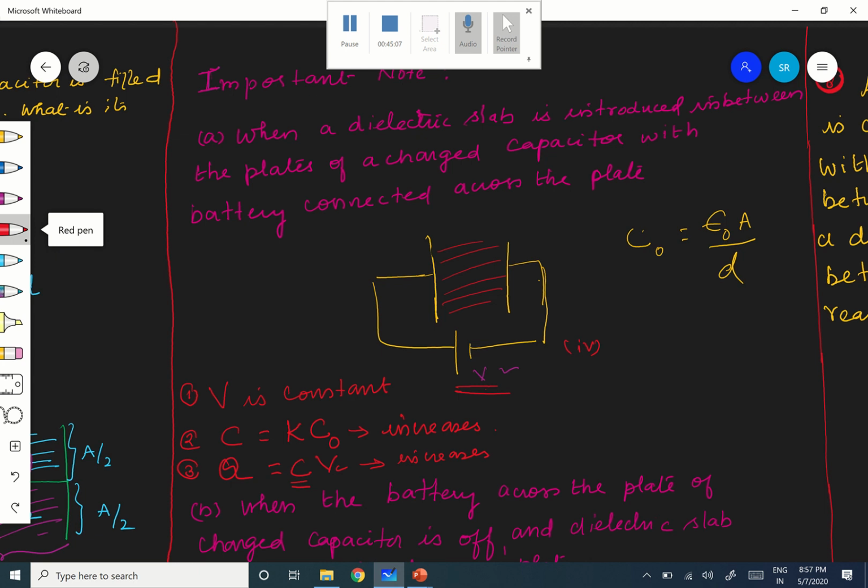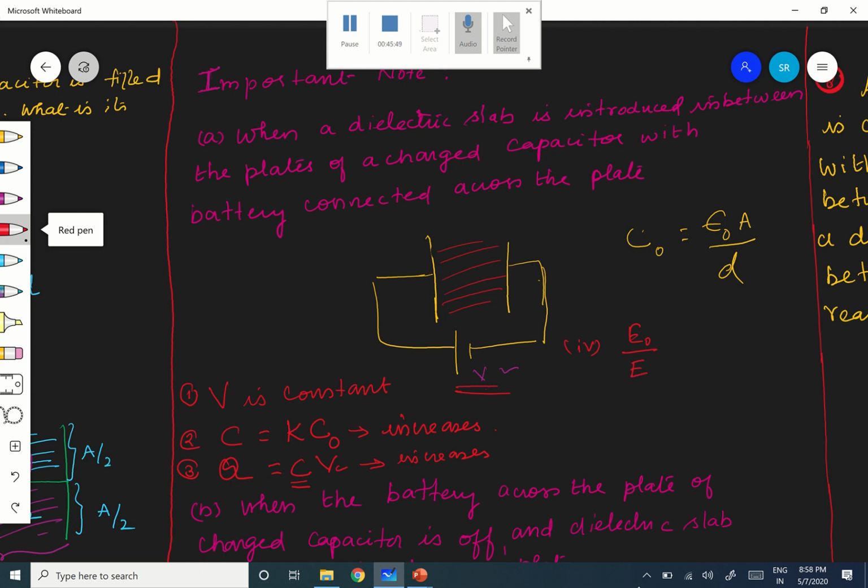Fourth one, what will happen to the electric field between the plates? The initial electric field is E naught. After introducing the dielectric, the electric field will become a reduced value. Already we have seen, it becomes E naught by E.